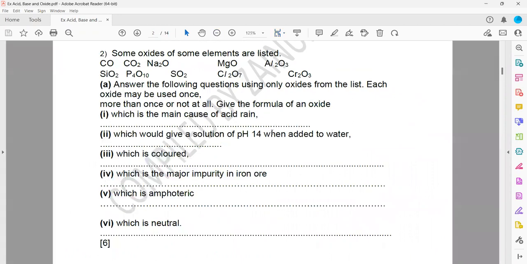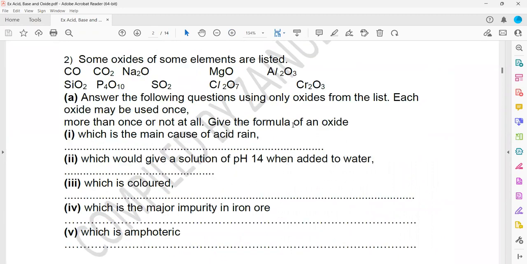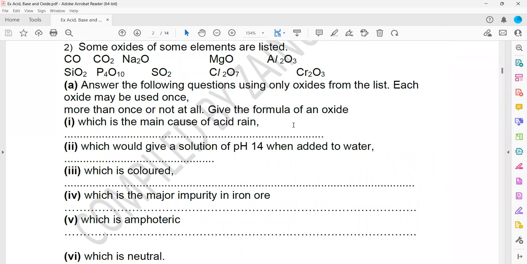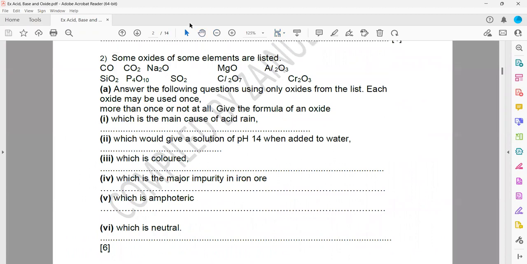In question 2, we have to identify the type of oxides. Some oxides of some elements are listed. You can use them once, more than once, and not at all. Which is the main cause of acid rain? So acid rain is due to acidic oxide. So what are the acidic oxides? We have all these: carbon dioxide is acidic, sulfur dioxide is acidic, phosphorus, silicon, these are acidic oxides.